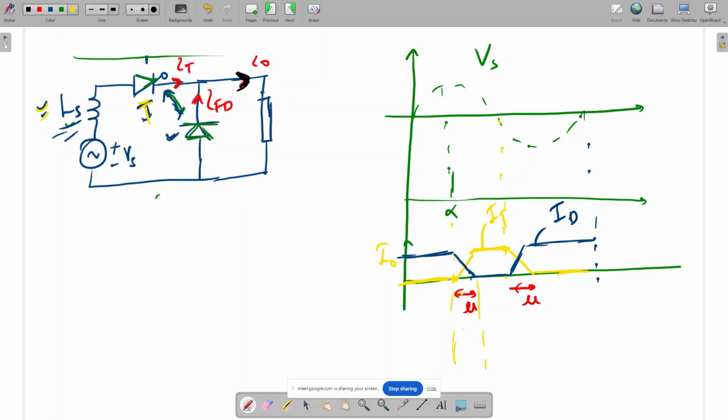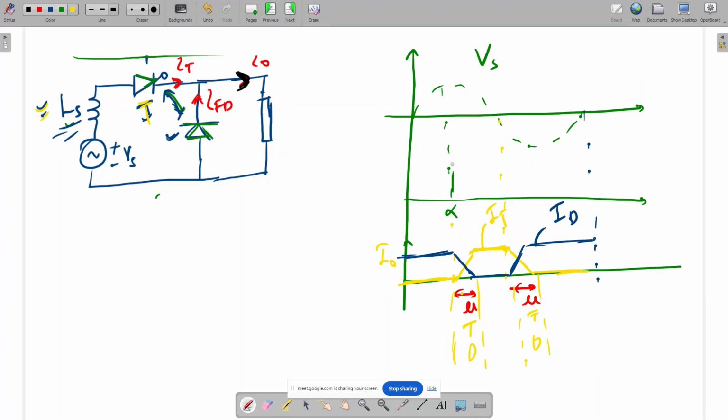So what will happen during this period? T will be on, and D will be on. And here also, T will be on and D will be on. So if both are on, what will be the output voltage? Can anyone tell? During the overlapping period, since this is conducting and this is also conducting, the output voltage will be 0, because the diode will short it.